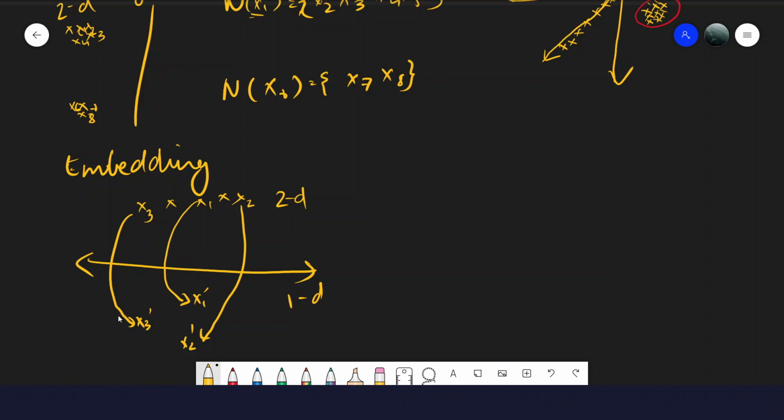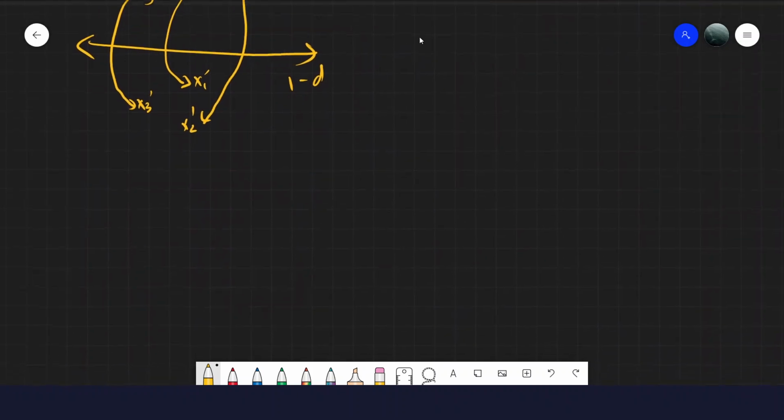So embedding basically means that if I have a d-dimensional space, for every point in d dimension, I'll create a point in a lower dimensional space as well. So I'm trying to find points in the low dimensional space for every point in the high dimensional space. So this is the process of embedding, right? So let me explain what the T-SNE is now with a geometric intuition.